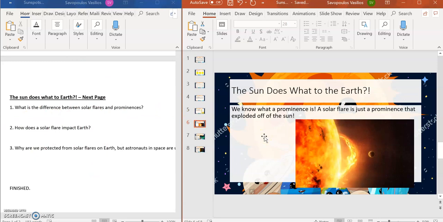So we know what a prominence is now. We know that it's just this big loop of solar materials, and it creates sunspots essentially. Well, a solar flare is nothing more than just a prominence that exploded off of the sun. It didn't go back into the sun. It just went out into space. And that is the major difference between a solar flare and a prominence. One ends up going back into the sun. The other one explodes off into space. Go ahead and pause the video and answer number 1 under the sun does what to Earth?